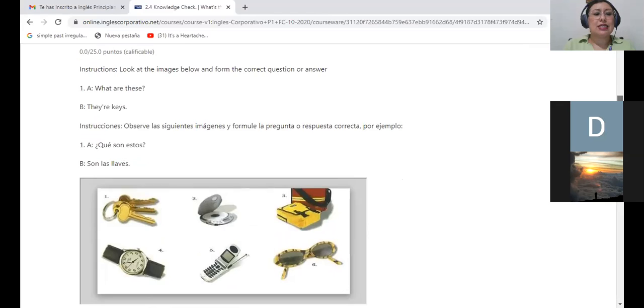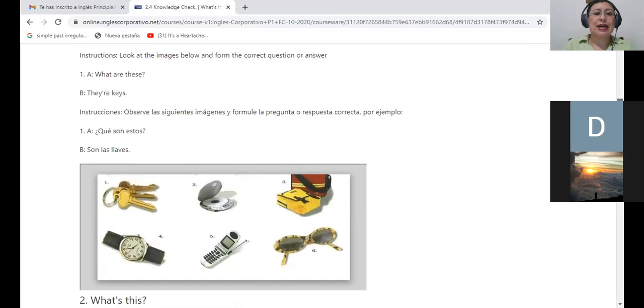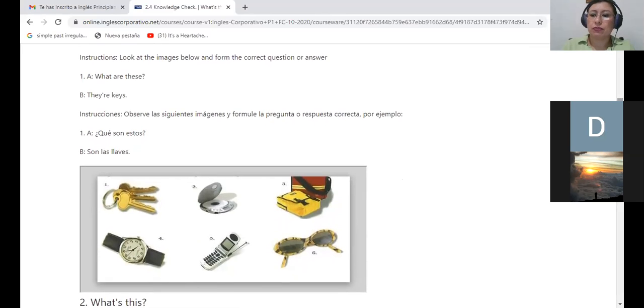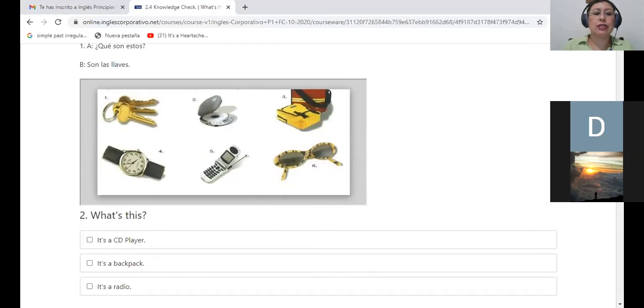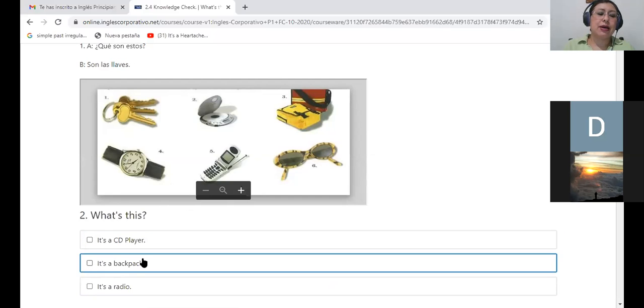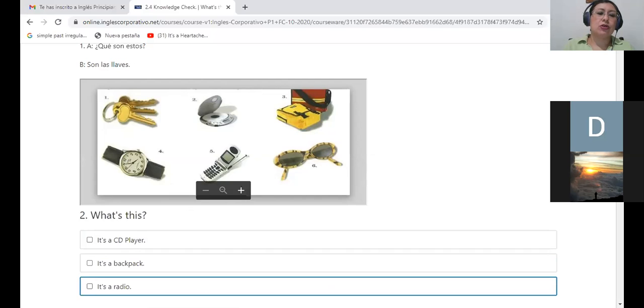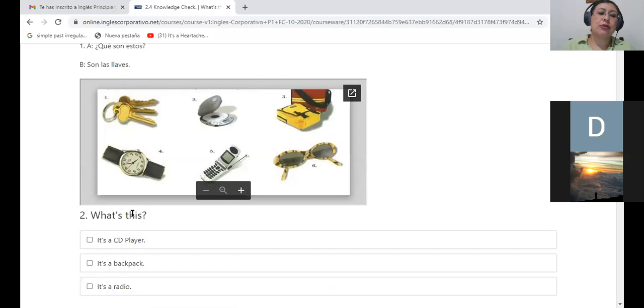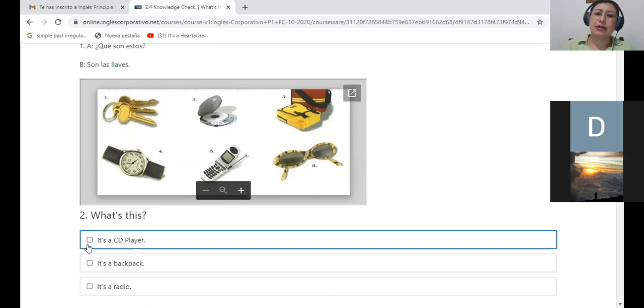So the question says, ¿qué son estos? Or what are these? Plural, ¿verdad? Estos o estas. Y la respuesta, they are keys. Son las llaves, ¿verdad? So, you have to look for this image. Tiene que ver por esta imagen, ¿verdad? And then it says, what's this? Okay, number two. It's a CD player, it's a backpack, or it's a radio. So if you connect the number two with the number two, it's a CD player, right?